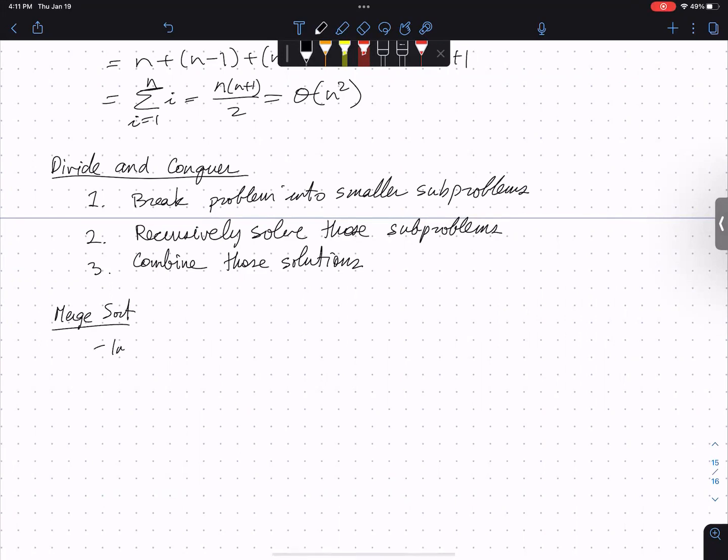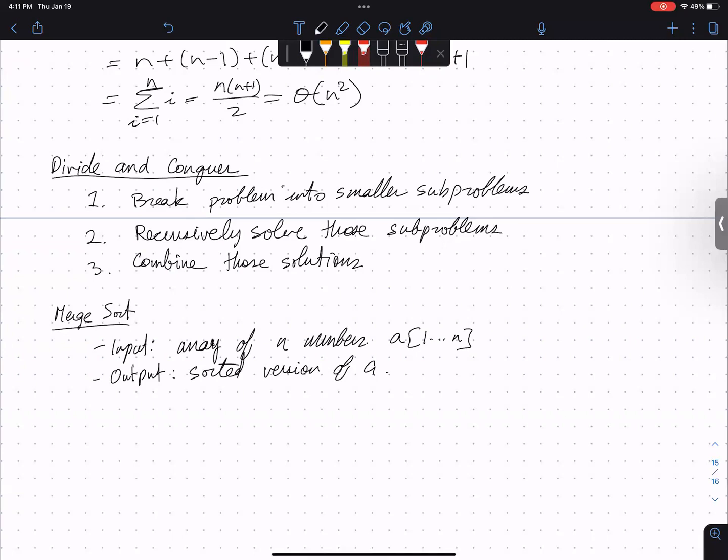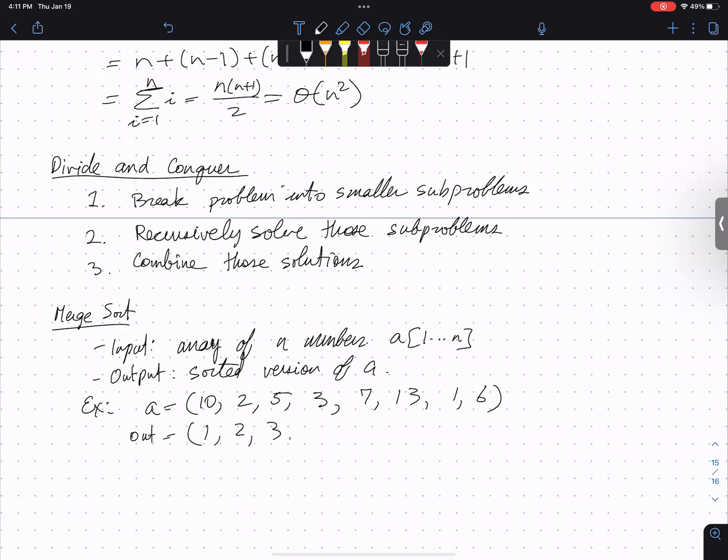Your input here is an array of n numbers. Let's call it A 1 through n. And your output is a sorted version of A. For example, we'll work with this example later. If your input is 10, 2, 5, 3, 7, 13, 1, 6, then your output should be 1, 2, 3, 5, 6, 7, 10, 13.